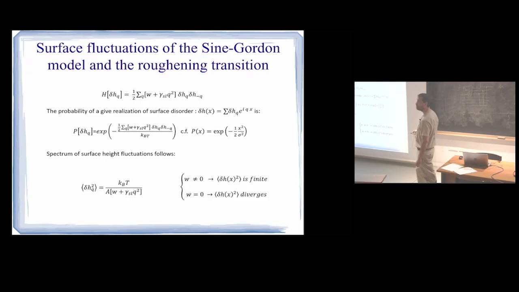It will be a Boltzmann weight. The probability of getting a given realization of Fourier modes of my surface is a Boltzmann weight. It's the exponential of the energy of that realization divided by kT. Okay? So that's a Boltzmann weight. But now I can compare this Boltzmann weight with a usual Gaussian function. A Gaussian function is an exponential of x squared, where x is my random variable. And here, this is playing the role of x squared. This is a squared form in the Fourier mode amplitudes.